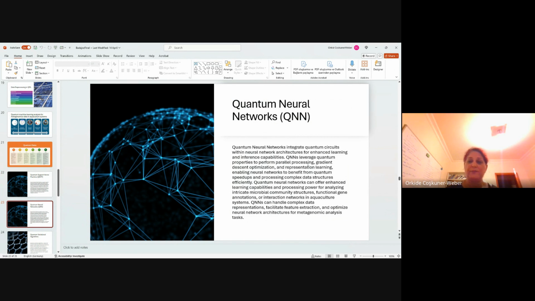Quantum neural networks can offer enhanced learning capabilities and processing power for analyzing intricate microbial community structures, functional gene annotations, or interaction networks in aquaculture systems. These can handle complex data representations, facilitate feature extraction, and optimize neural network architectures for metagenomic analysis tasks.